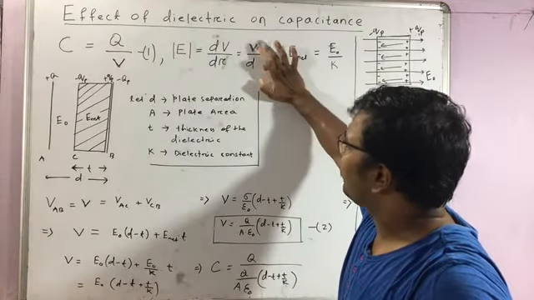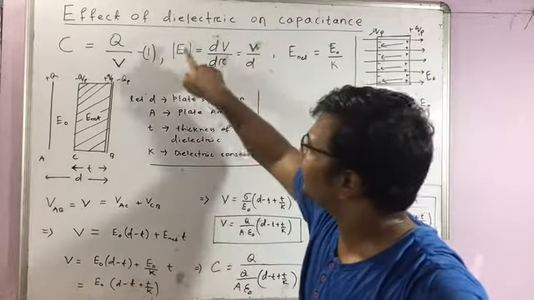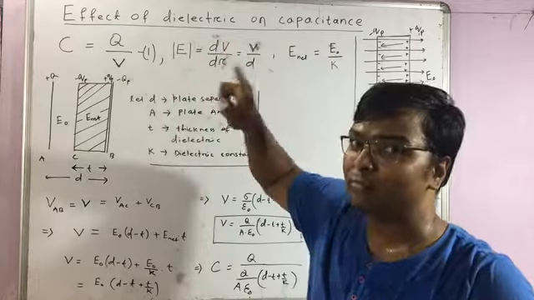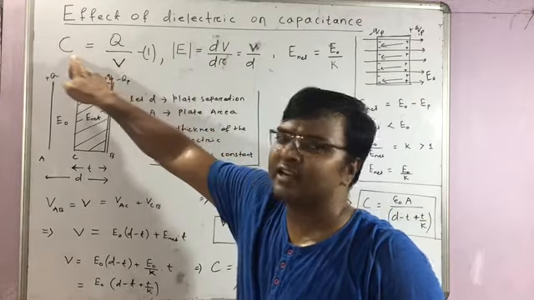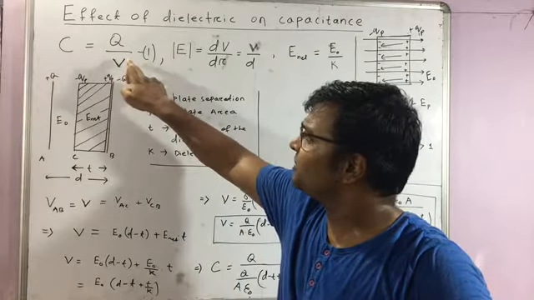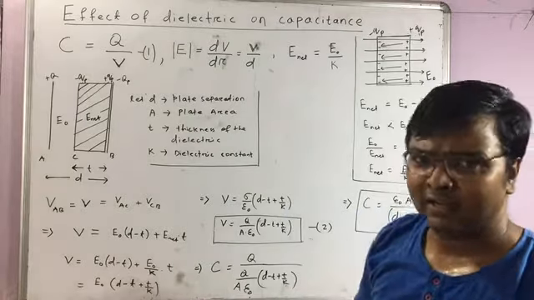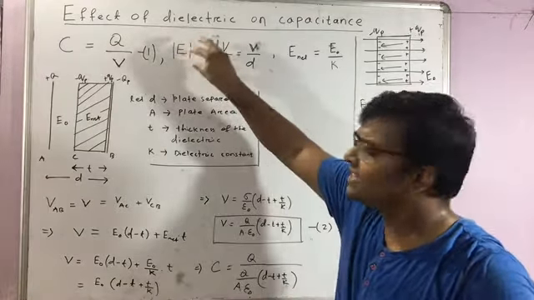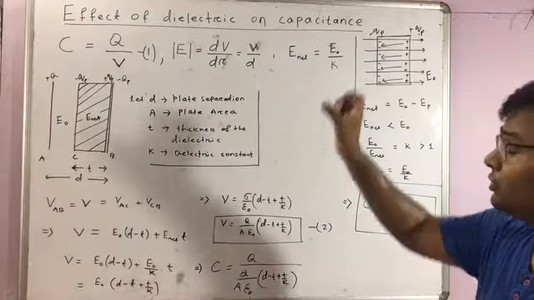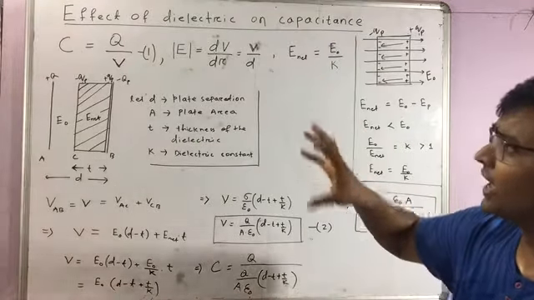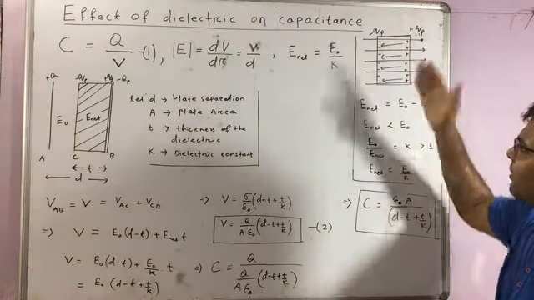It means if we want to decrease the value of V, we need to decrease the value of E. Try to remember: if V decreases, C will increase. To decrease V, we need to decrease the electric field. Clear? So to decrease the electric field, let us see what a dielectric is actually doing here. What is the role of a dielectric? Let us come to this figure.